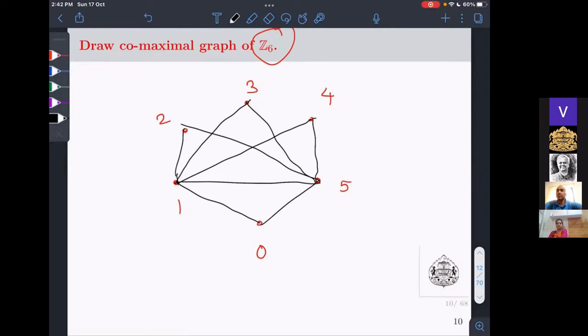Done. Okay. Now let us move to two. Two is adjacent to one, that's fine. Whether two is adjacent to five, yes, that is also done. What about two and three? Are they adjacent?